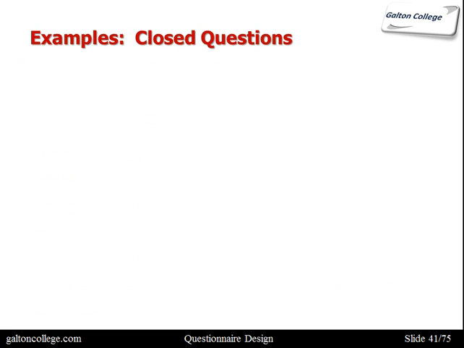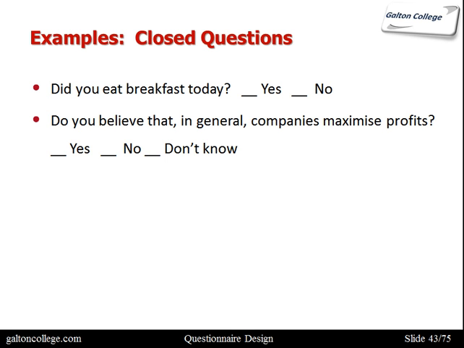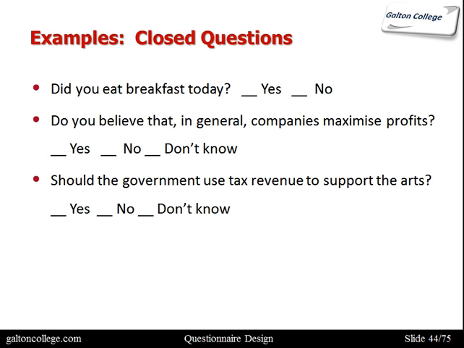With closed questions, well, closed questions: did you eat breakfast today? Yes or no? Simple. That's a closed question. The questionnaire does not require the respondent to describe anything, just give a yes or a no. Do you believe that in general companies maximize profits? Yes, no, or don't know. Straightforward. Tick one of the boxes. So it's a closed-ended question. And should the government use tax revenue to support the arts? Yes, no, or don't know.